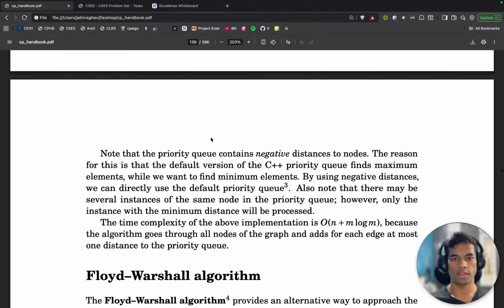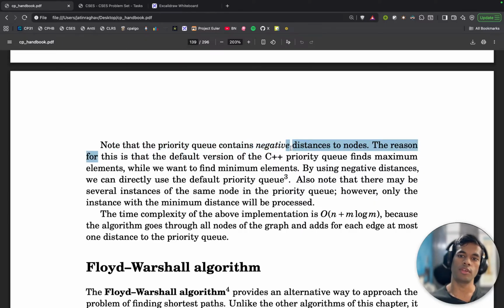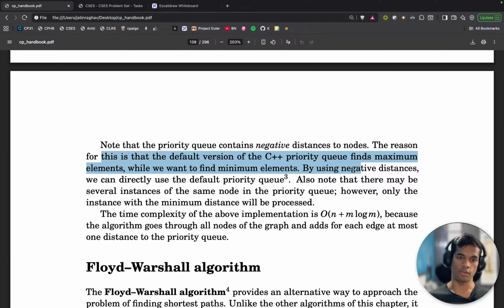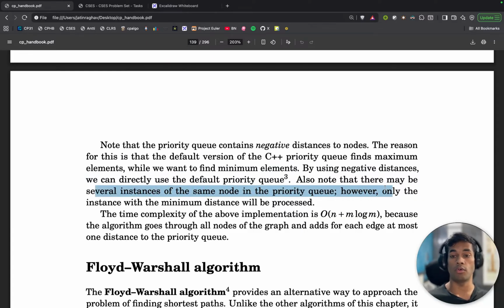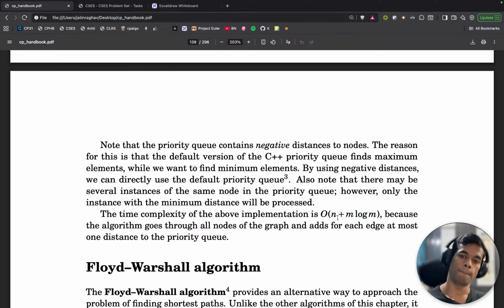Okay. Note that the priority queue contains negative distances to nodes. The reason for this is that the default version of the C++ priority queue finds maximum elements while we want to find the minimum element. By using negative distances, we can directly use the default priority queue. Also, note that there may be several instances of the same node in the priority queue. However, only the instance with the minimal distance will be processed. Yes, the time complexity of the above implementation is O((n + m) log m). Why n? Because we are processing each node at least once, but we are processing edges multiple times, right? Yeah, because the algorithm goes through all the nodes of the graph and adds, for each edge, at most one distance to the priority queue, and log m to find the best edge currently.